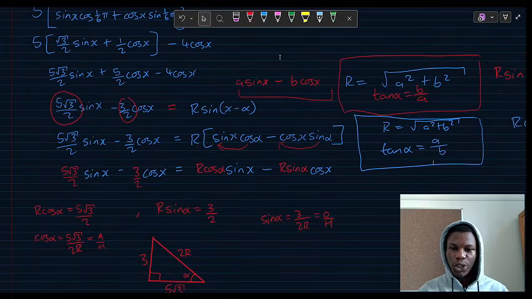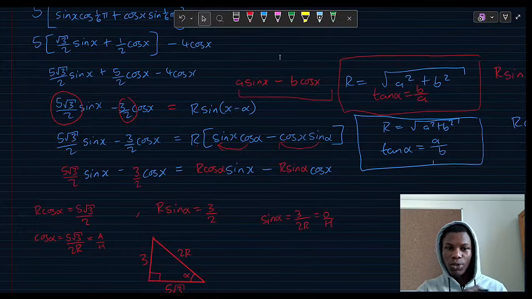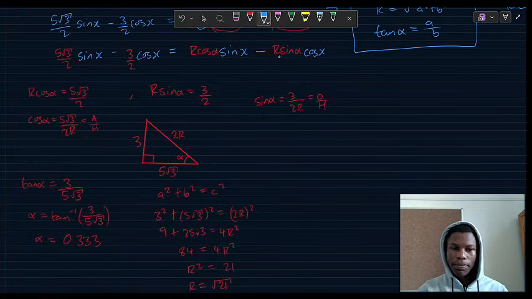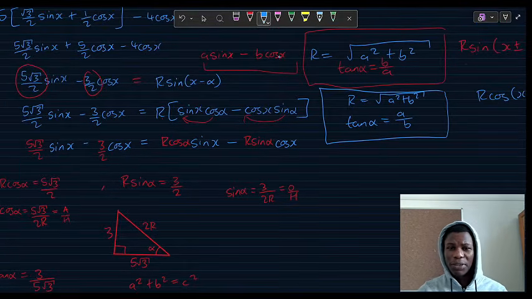Or if you've got a short memory span like myself, then use your compound angle formulas to derive it from scratch. Get your triangle there, and then you can solve for alpha and r. But I do think for exam purposes, you're better off memorizing the formulas.